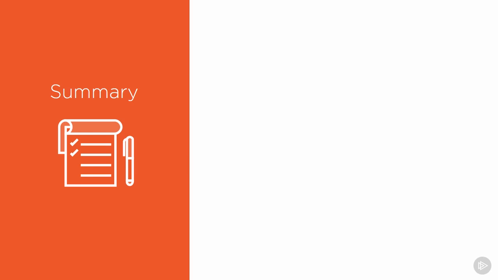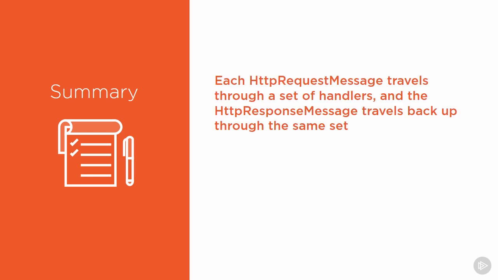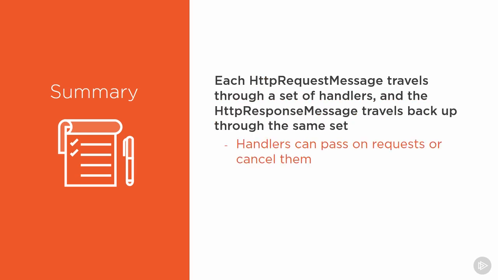When we use HTTP client, each request travels through a series of message handlers and each response travels back through them, the other way around. These handlers thus form a pipeline of handlers, and each handler can choose to pass the request through to the next one, or cancel it. And that's what's called the delegating handler pipeline. It allows for some pretty cool fine-grained scenarios by creating custom handlers, as we'll do later on in the course.